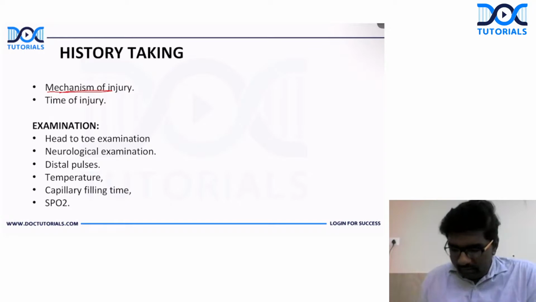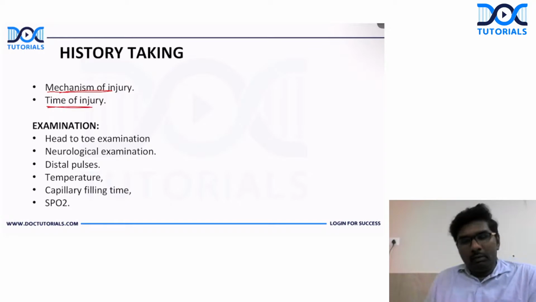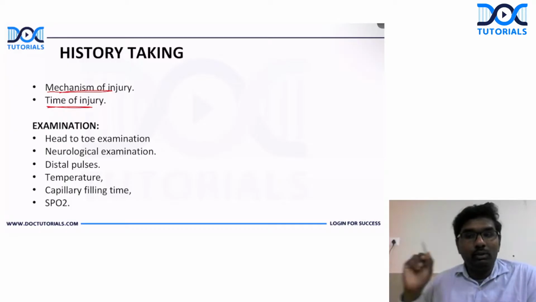And of course, time of injury. Time of injury is more important because the depth of injury and the spread of the burns depend on the type of the injury. And of course, this is followed by examination. Head to toe examination is a must.